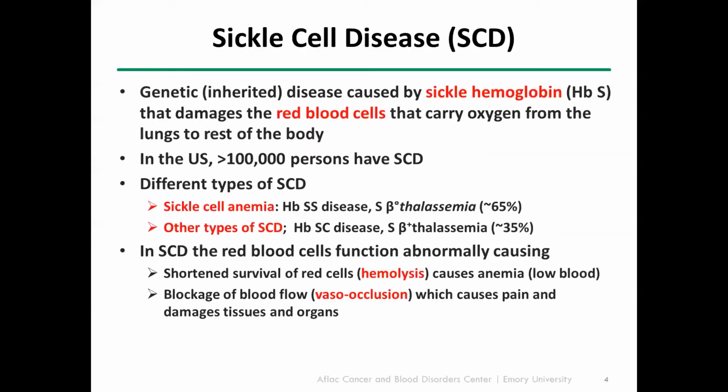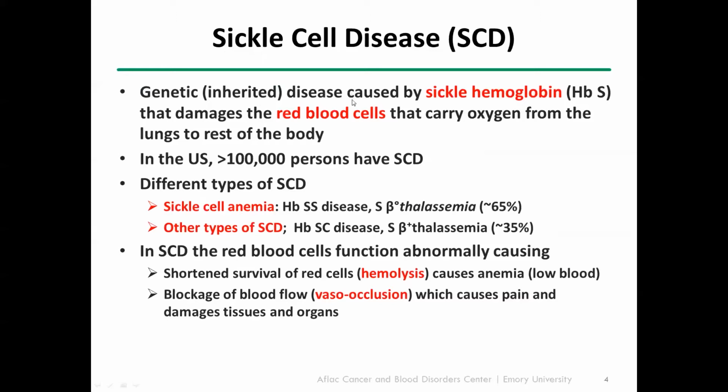All right. Well, I know that all of you, I'm sure, know about sickle cell disease. You know, of course, that it's a genetic or an inherited disease caused by the presence of sickle hemoglobin in red blood cells, and that the sickle hemoglobin damages the red blood cells. And of course, the red cells are the cells that carry oxygen from the lungs to the rest of the body. We know that in the U.S., over 100,000 persons currently have sickle cell disease.